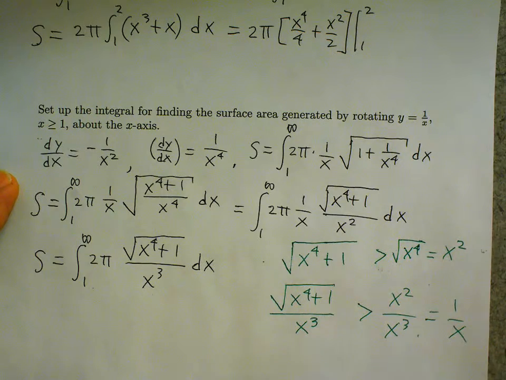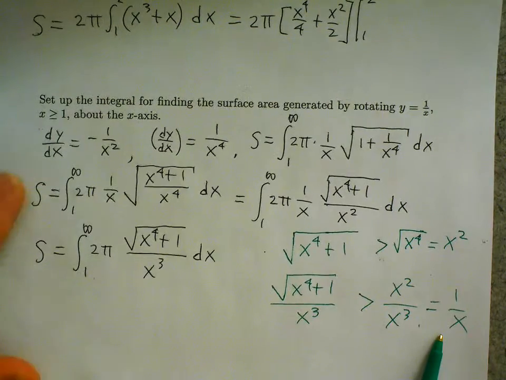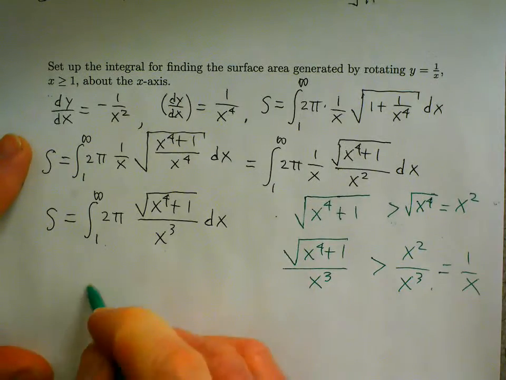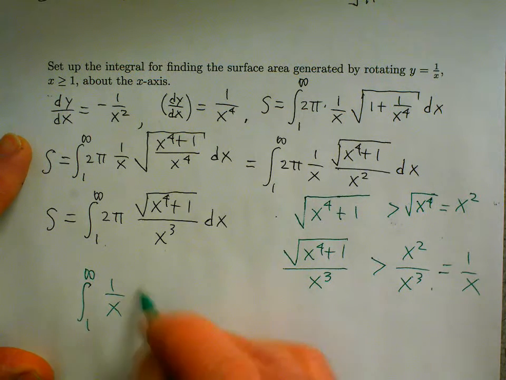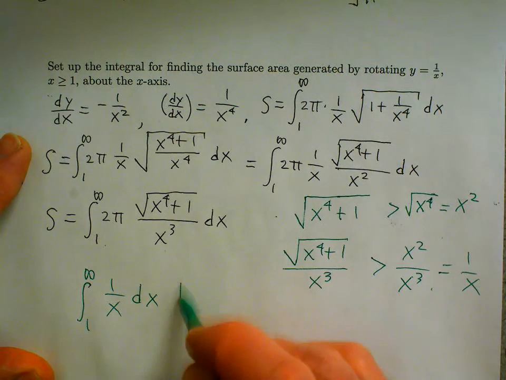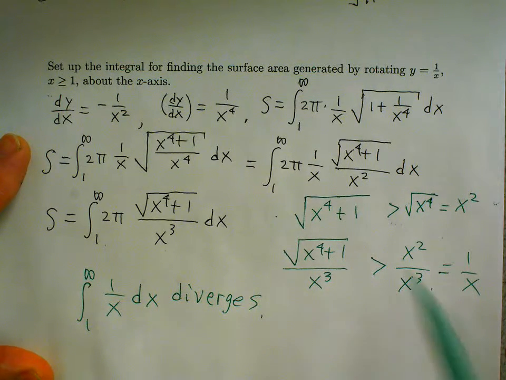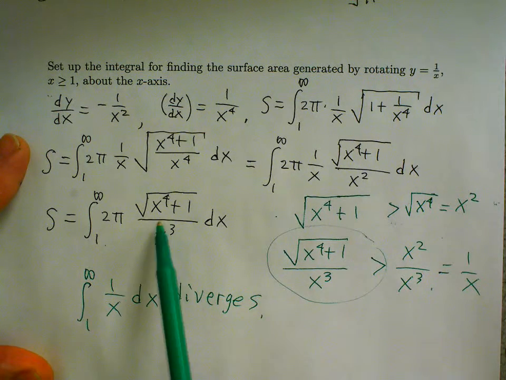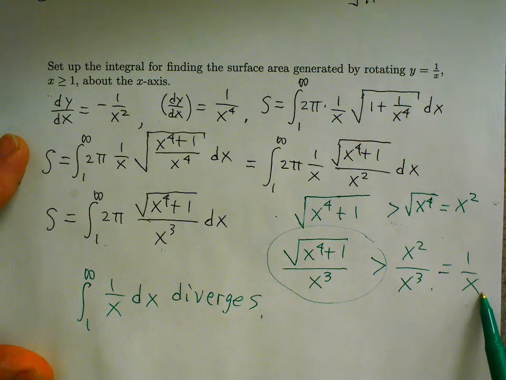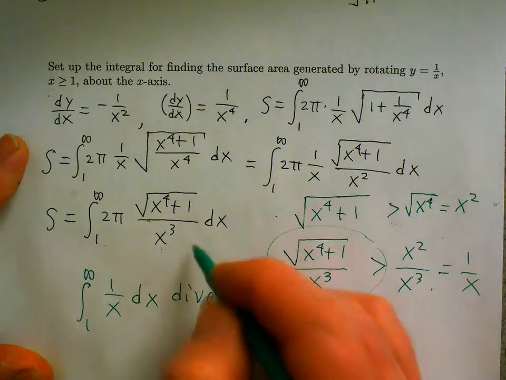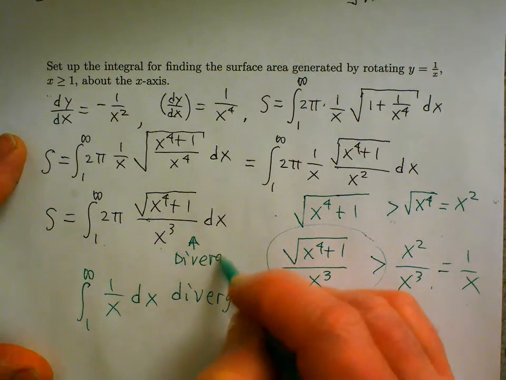Okay, I'm out of time, but we can use the comparison rule. We do know that the improper integral of 1 over x dx from 1 to infinity diverges. And since this integrand, the square root of x to the fourth plus 1 over x to the third, is greater than 1 over x, it also diverges by the comparison property.